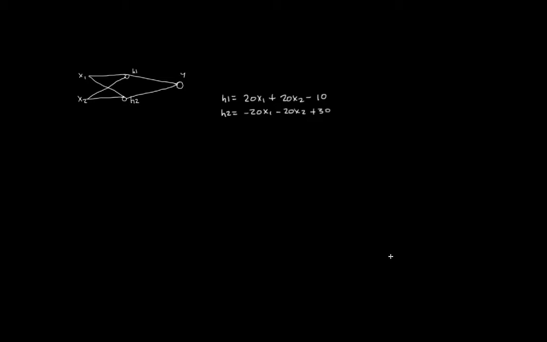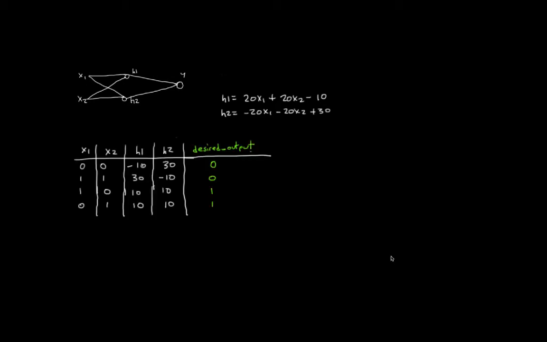I picked these two h1 and h2 linear equations by hand because they give us sort of useful intermediate results that get us really close to solving the XOR problem. Here's a table of the four different values x1 and x2 can have, and their corresponding H1 and H2 outputs when the equations for H1 and H2 are as they appear up above. And in green, we see the desired output, the output that the XOR function outputs.